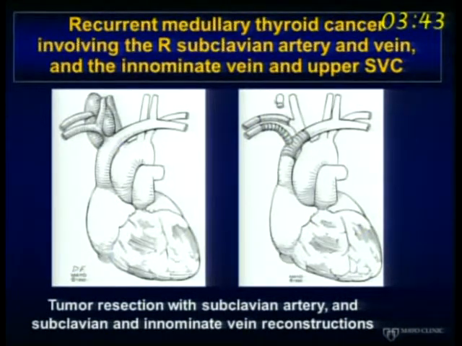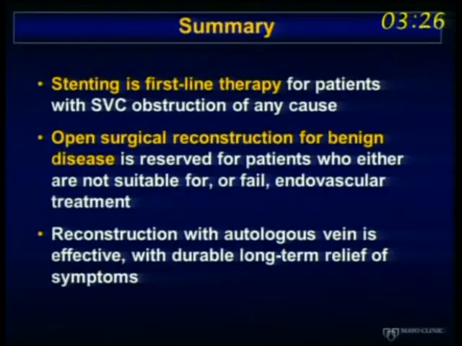And this patient had recurrent medullary thyroid cancer involving both the right subclavian artery and vein and a portion of the innominate vein in the upper superior vena cava. And this individual was reconstructed with both arterial and venous reconstructions, all done with prosthetic, as schematically shown here on the right-hand portion of the slide.